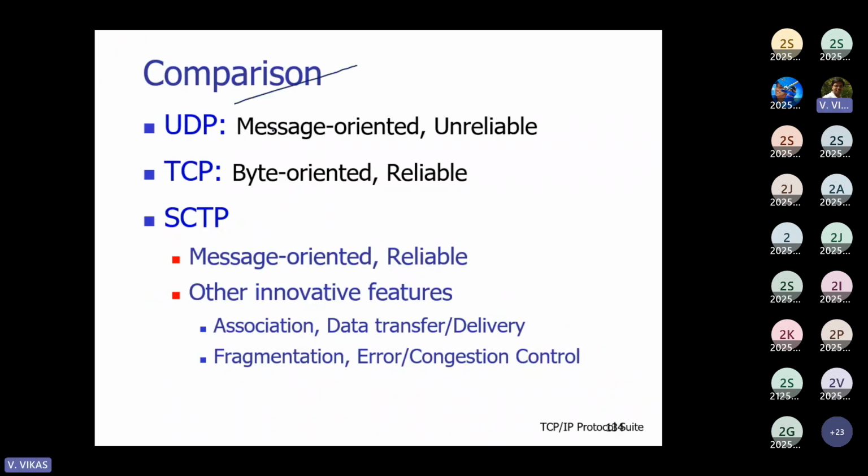Now we will try to do a comparison. UDP is message-oriented and we don't have any reliability. In TCP, we have a byte-oriented mechanism, like we have seen byte-oriented service, right? We have a stream going, and a relationship between one byte and another byte. So TCP is byte oriented and also a reliable protocol. SCTP is message oriented and reliable. Other features in SCTP are, instead of connection establishment we have association; data transfer and data delivery are the same; then fragmentation, error control and flow control.